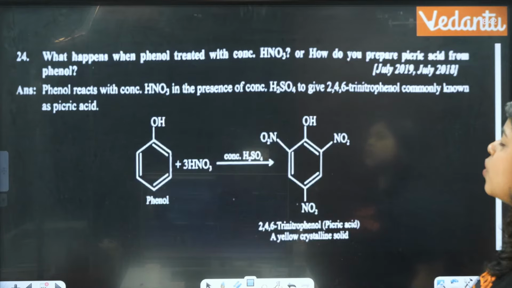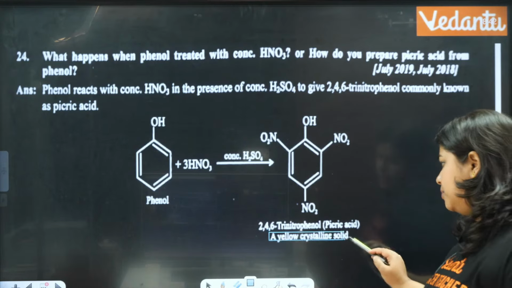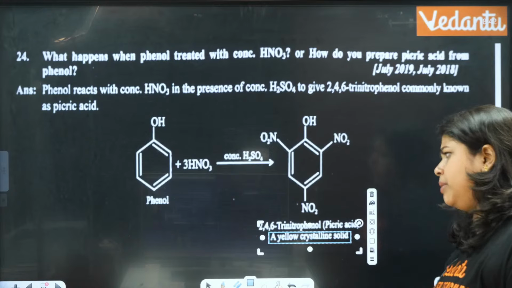Clear? Next, what happens when phenol is treated with concentrated HNO3? This we have discussed already. 2,4,6-trinitrophenol, also called picric acid, is going to be formed, as yellow crystals.